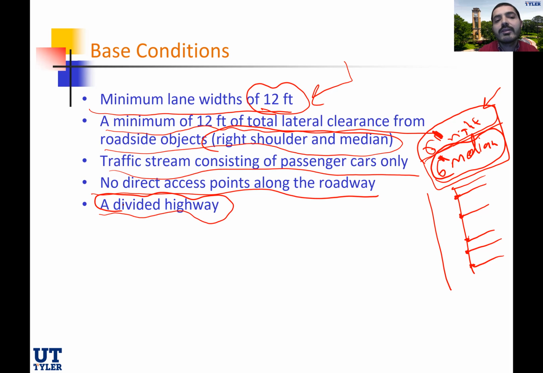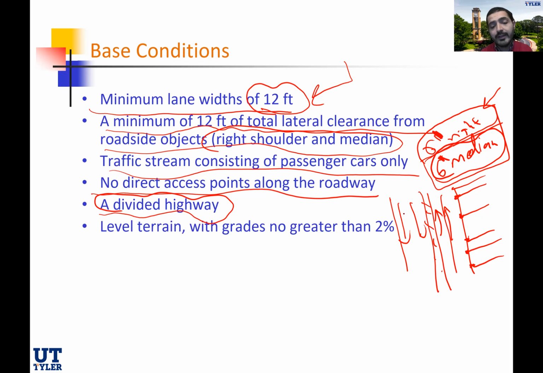Now, for the base condition for multi-lane highway, we have to have a divided highway. We have to have some sort of division between, again, the opposite two directions. If it's not divided, then it's not level of service A. It's going to be a B or less. We have to have level terrain or grades lower than 2%. No greater than 2% to be in a base condition, which is similar to freeways.